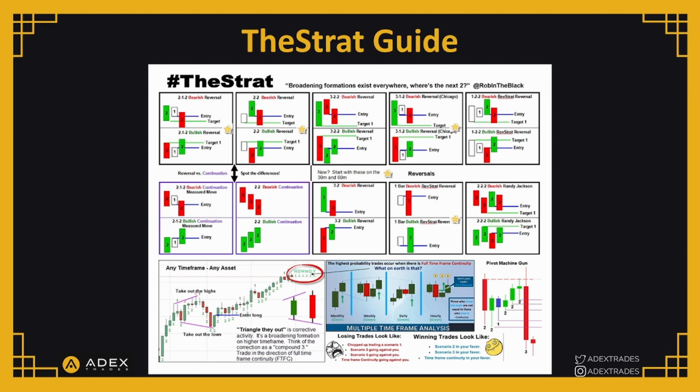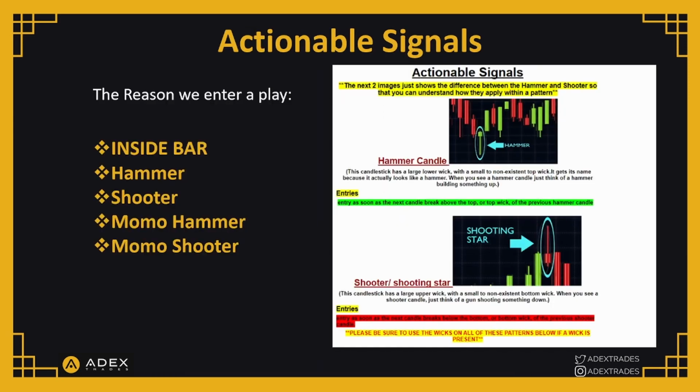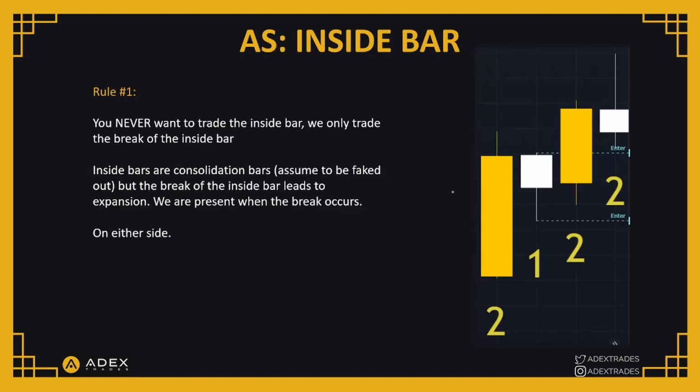When it comes to actionable signals, we have your inside bar, the hammer, the shooter, the Momo hammer, and the Momo shooter, and we also have other actionable signals like the combos. I'll be going to the inside bar first. The reason the inside bar is an actionable signal is because we're playing the breakout. Rule number one when it comes to the inside bar: you never want to trade the inside bar itself. Well, actually, let me update on that, because we do trade inside bars.